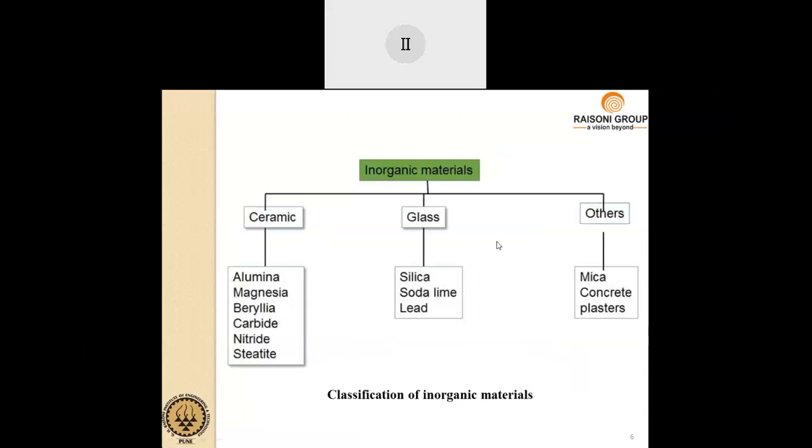Then inorganic materials can be classified as ceramic, glass, and other types. Examples are given: ceramics like alumina, magnesia, nitride, carbide, etc. Then glass, silica, lead, etc. There are also mica, concrete, plasters, etc. These are the inorganic materials.